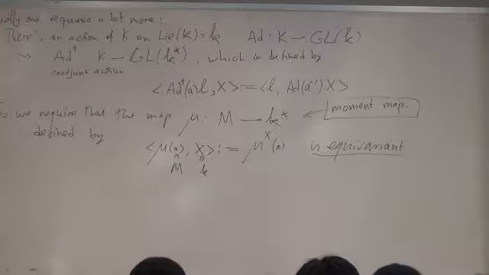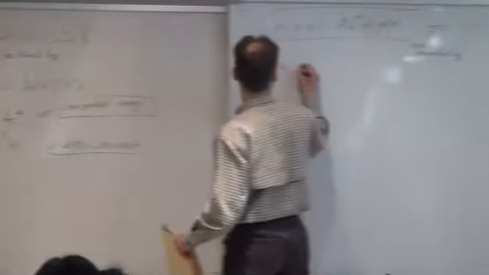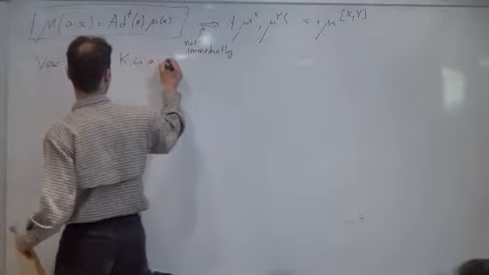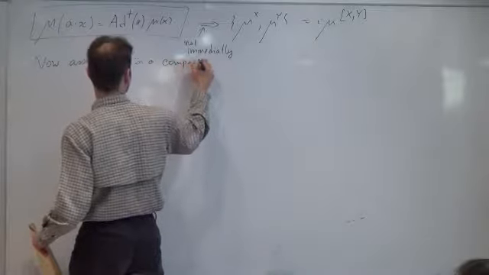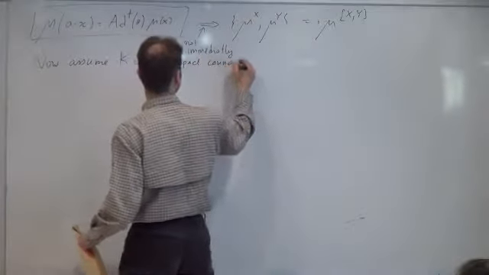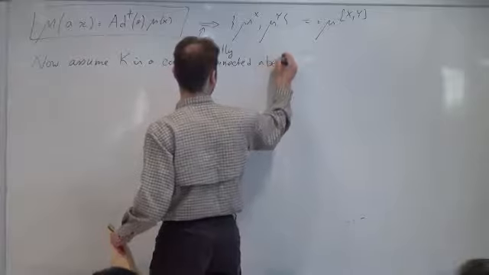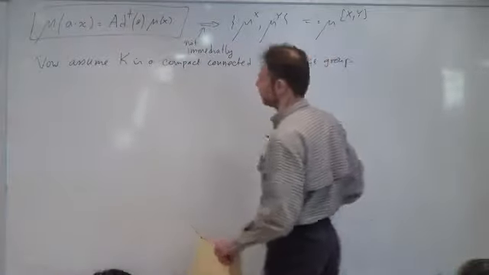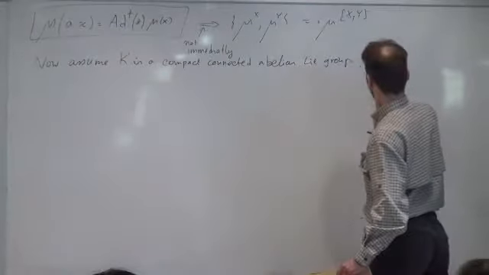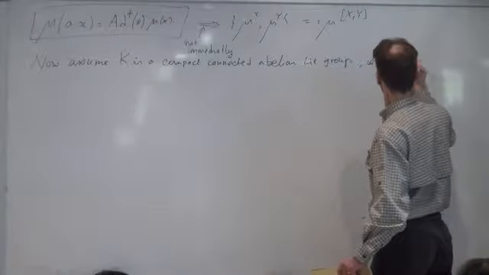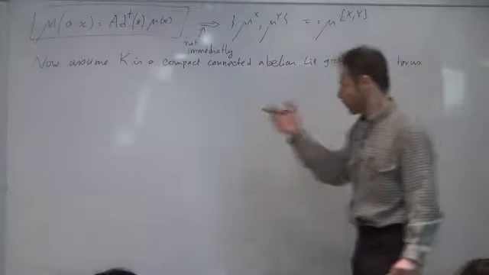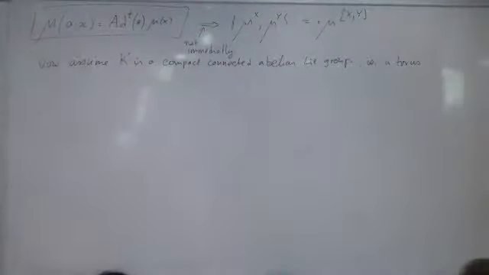Okay, so now I assume K is a compact connected abelian group, also known as a torus. But I wanted to think of my tori this way because I don't want to pick a basis of the integral lattice.